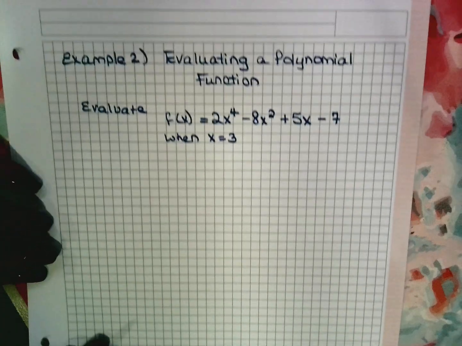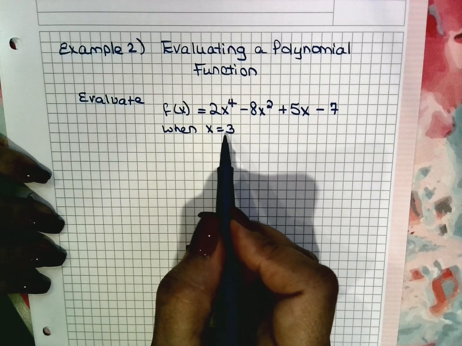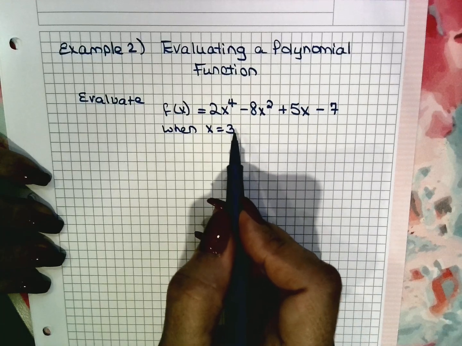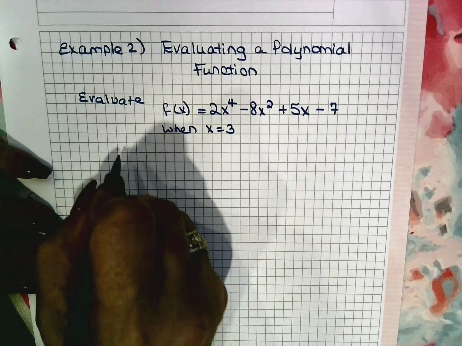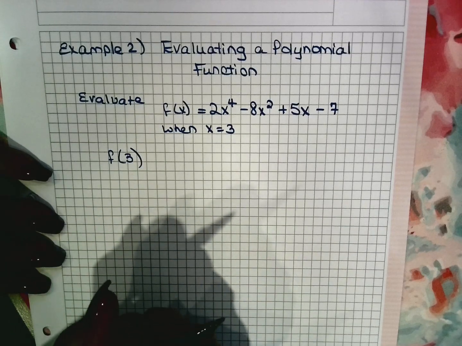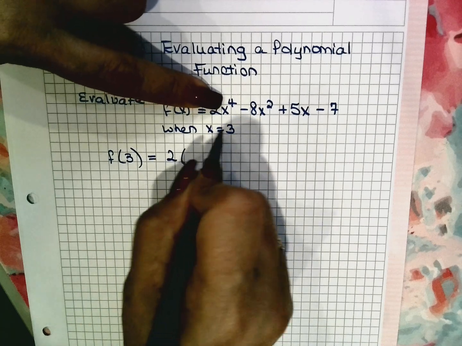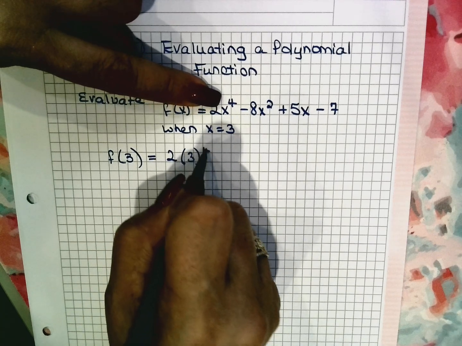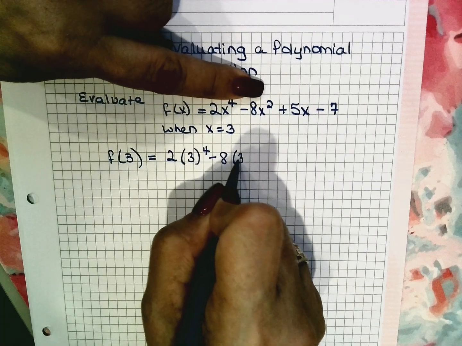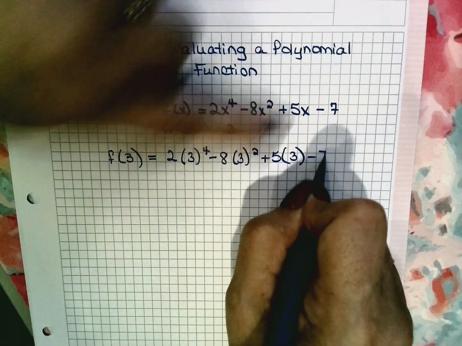Well, this you know how to do. This is super simple stuff, baby stuff. So basically what they're asking you to do is go into this polynomial up here, wherever you have an x, plug in a 3, and tell me what the value is. So we're going to call that f of 3, the value of the function at 3. That is going to equal 2 times 3 to the fourth, minus 8 times 3 squared plus 5 times 3 minus 7.